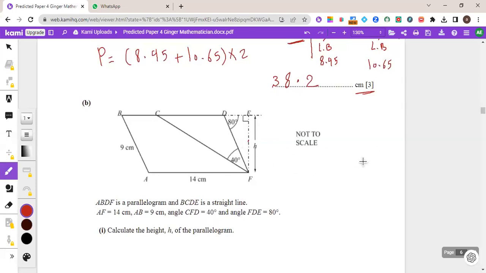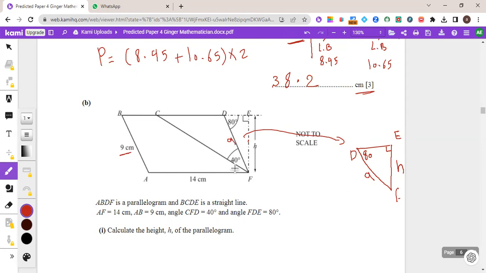So if I draw the triangle outside here, this angle is 80 and this is 90. This is EFD. This is the height. Is this the hypotenuse? Not the hypotenuse, the opposite. This one is 9, so this one is also 9.